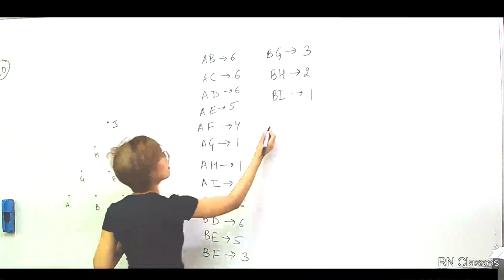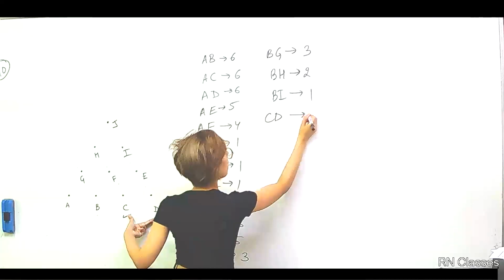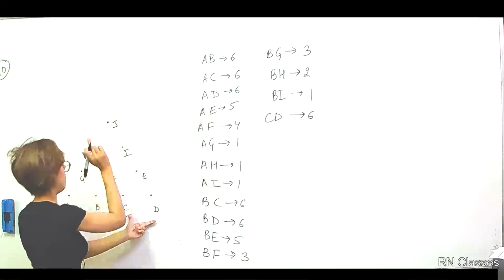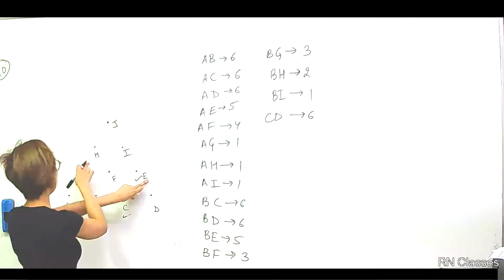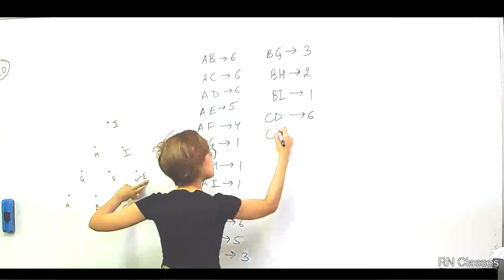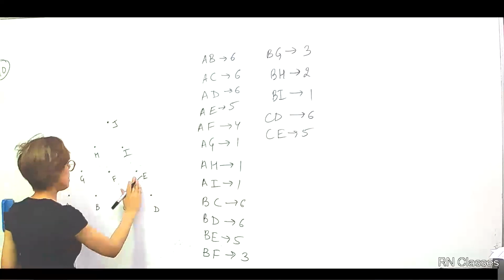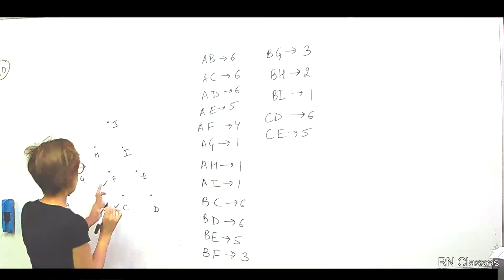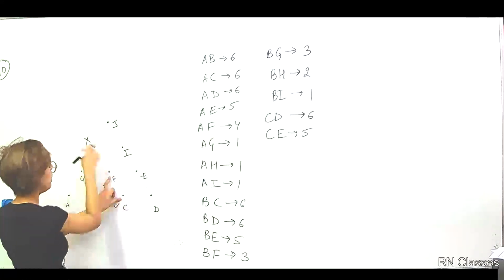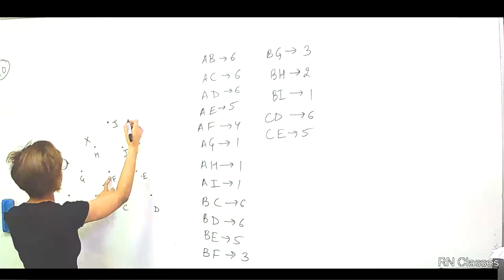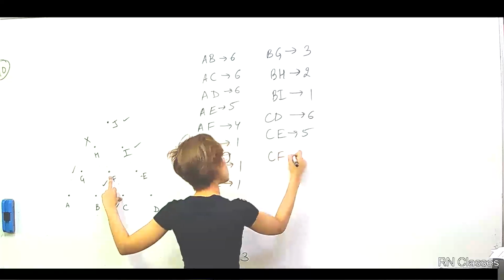So C, let's start with D. So CD. So that is 6 again. Right? 1, 2, 3, 4, 5, 6. Done. CD is done. CE. If I take these two, 1, 2, 3, 4, 5. So CE, that is 5. Right? Okay. Now let's take CF. Right? If these two are there, I can take G. I cannot take H. Collinear. I can take I, I can take J. So 1, 2, 3. So CF, 3.